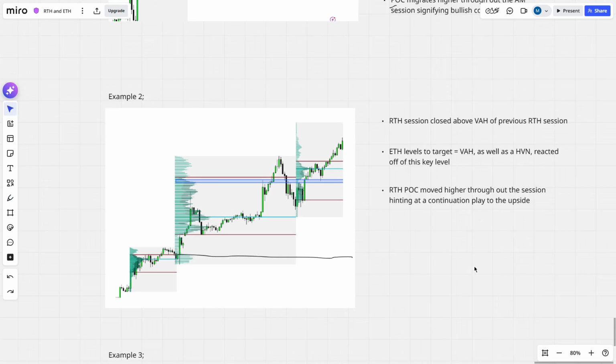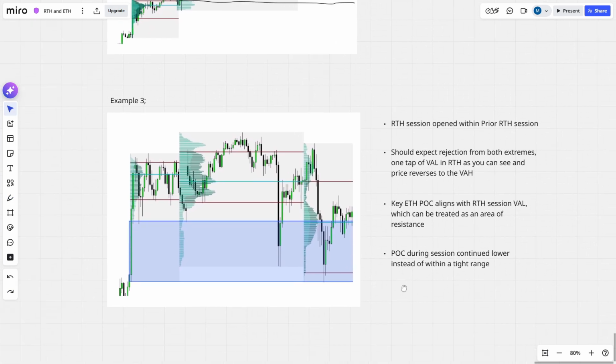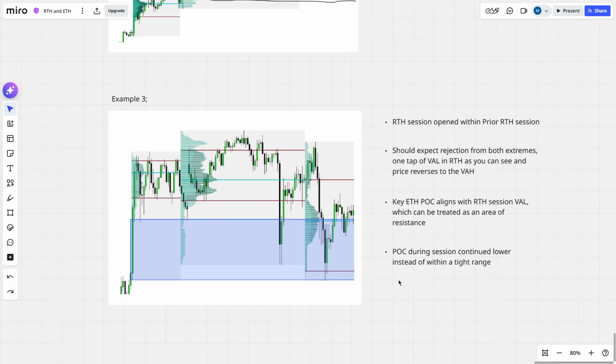Now everything good comes in threes. So why not show you one more example? Okay, cool. What do we see? Once again, just drilling this in your head so you know. Prior RTH session plotted here. Then we have our ETH session. And then we have our current RTH session. So RTH session actually opened within the previous RTH. So price opened here. We're within this previous range.